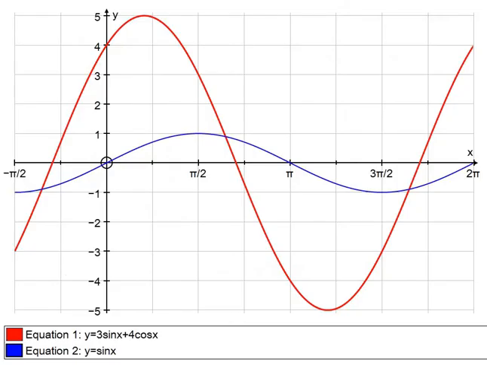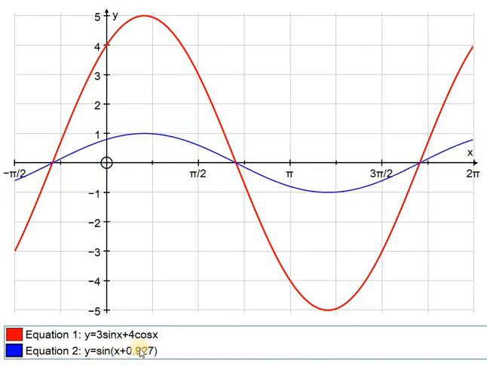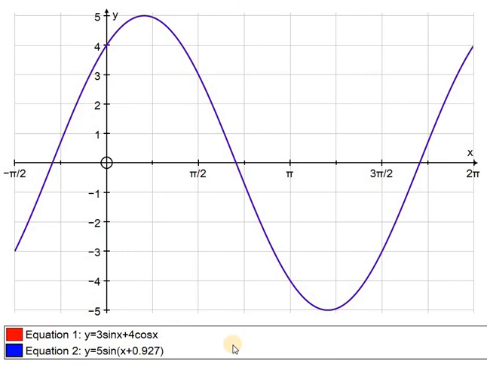So graphically we can see in red we've got the original curve, 3 sine x plus 4 cos x, and in blue we're starting off with the basic sine graph. I've done a translation in the x direction, that's where that 0.927 radians came from. This whole graph is in radians, and then a stretch in the y direction, and you can see both curves are exactly the same.